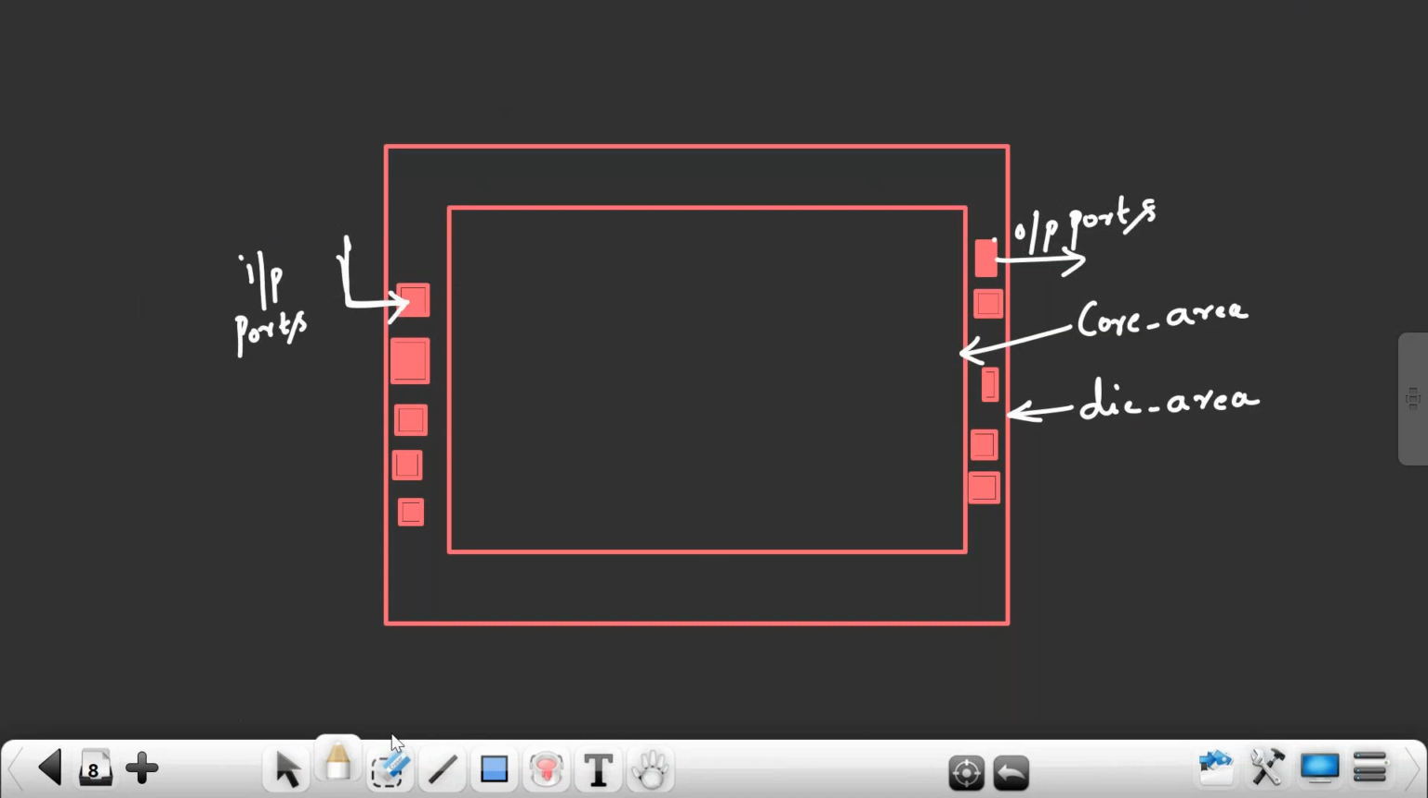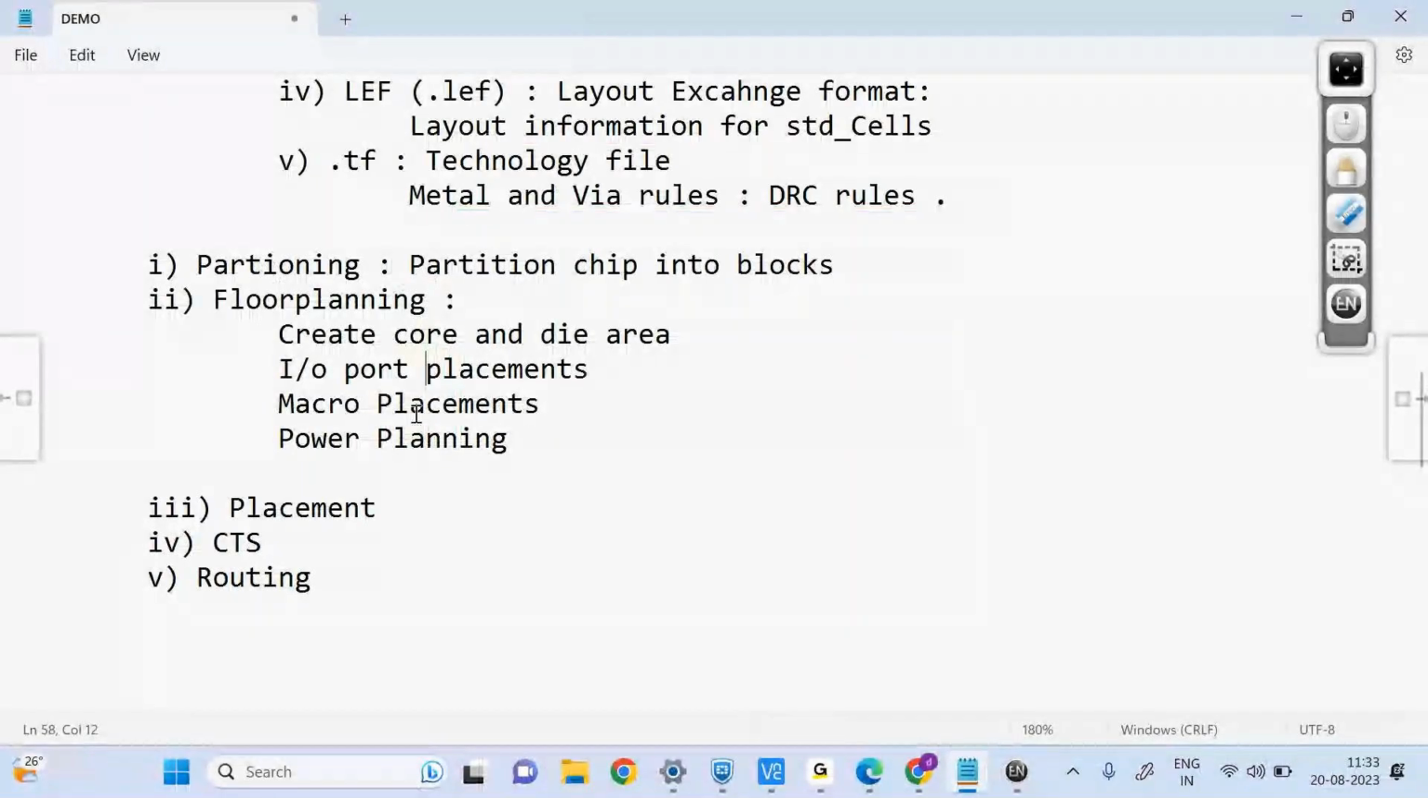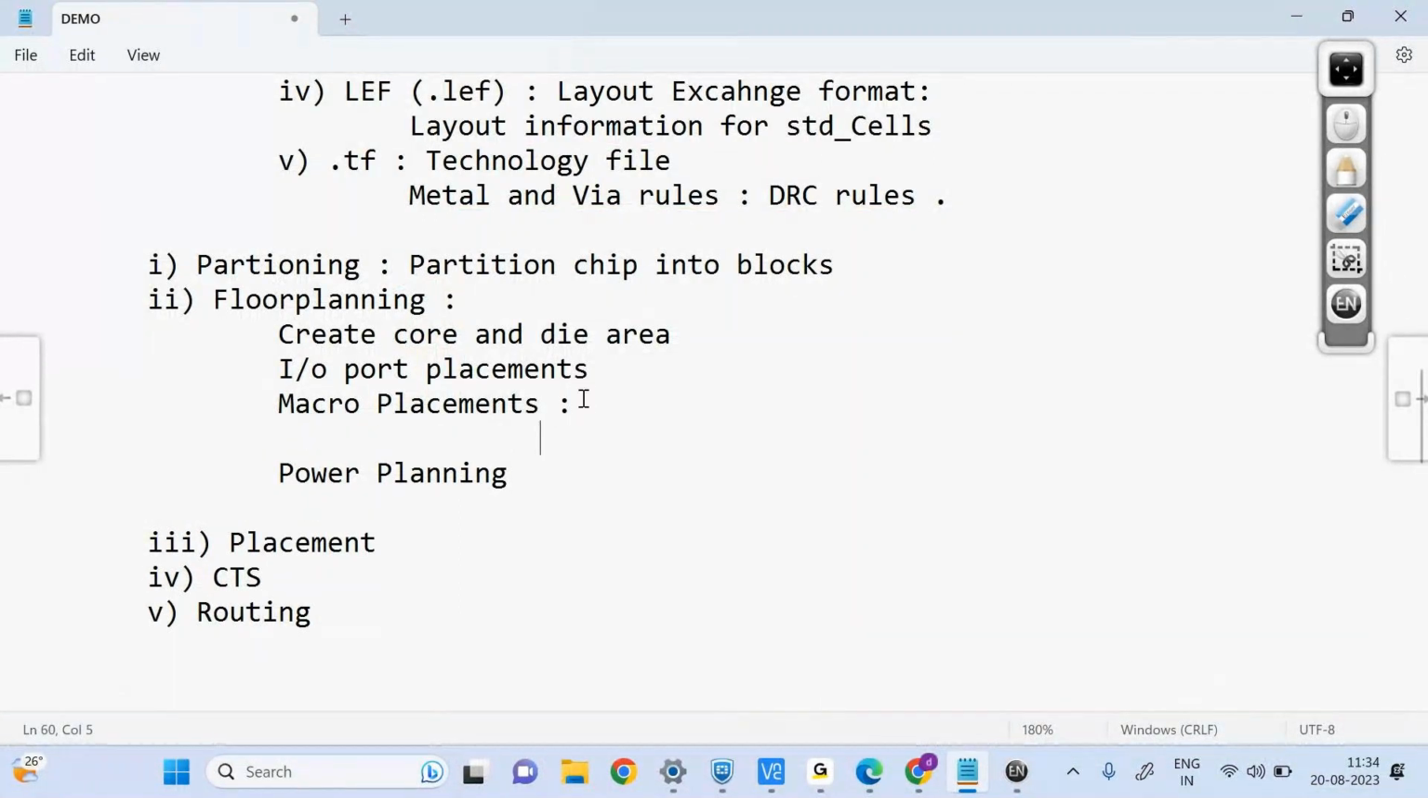So next is macro placement. Next step is what? Macro placement. What are macros? Can anyone tell me? Hard IPs, sir. Yes, hard IPs. See, macros are complex cells which are already optimized.